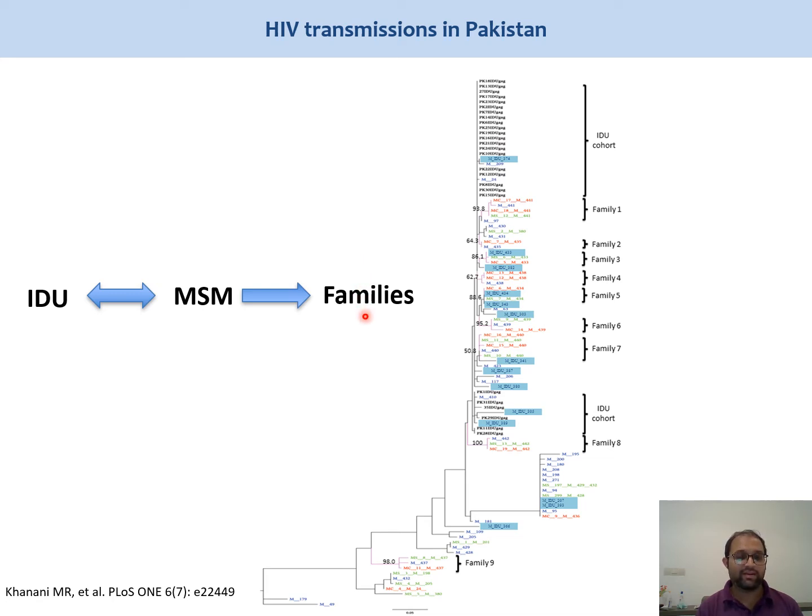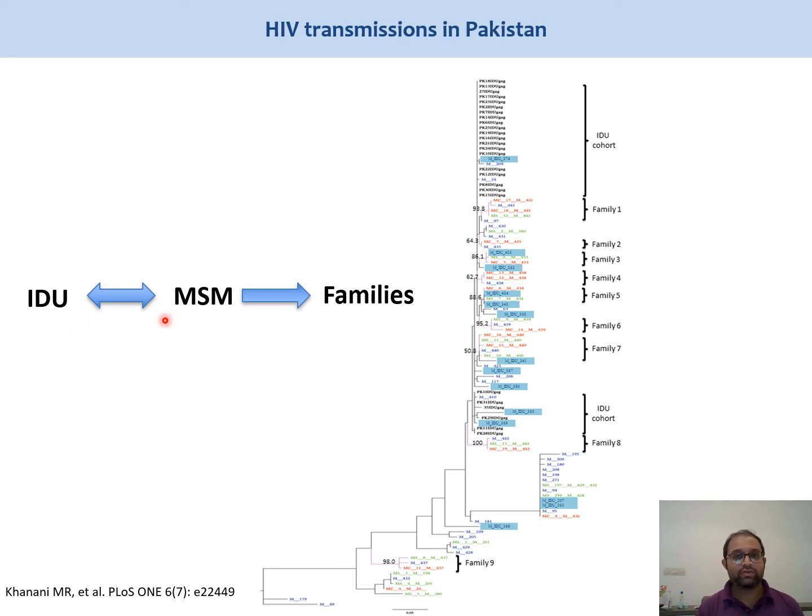HIV sequences which we have amplified from the kids and spouses of MSMs tend to orient in a family specific manner. If I want to simplify this tree into a model, the way transmission is happening in Pakistan is that IDU is primarily transmitting to MSMs, and obviously MSMs, especially those who are IDU MSMs, are transmitting back to IDUs. So there's a close bidirectional transmission of HIV between IDUs and MSMs.